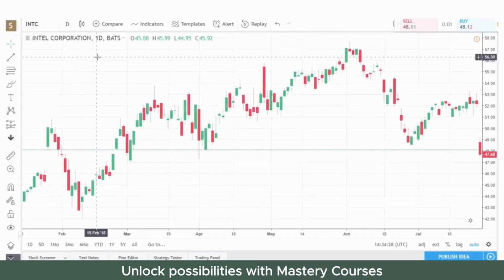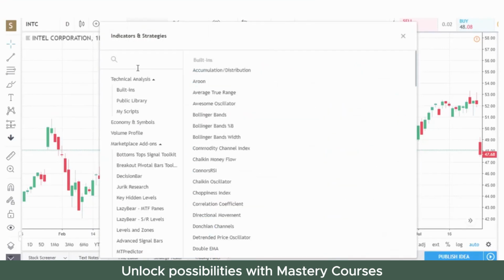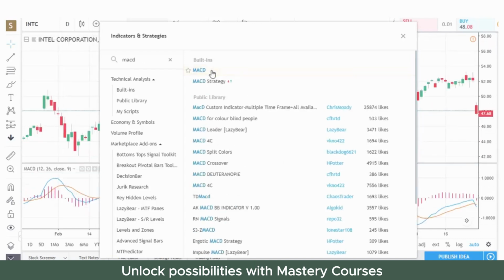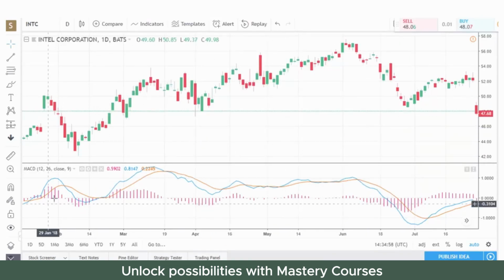Let's take a look at the chart of Intel on a daily basis. We can find our MACD under indicators at the top. Click that. Simply type in MACD. That applies our MACD indicator. Close this box. So the MACD is displayed on the bottom of the screen. Our fast line here is our blue line. So that's our signal line. This is the zero line for the MACD.